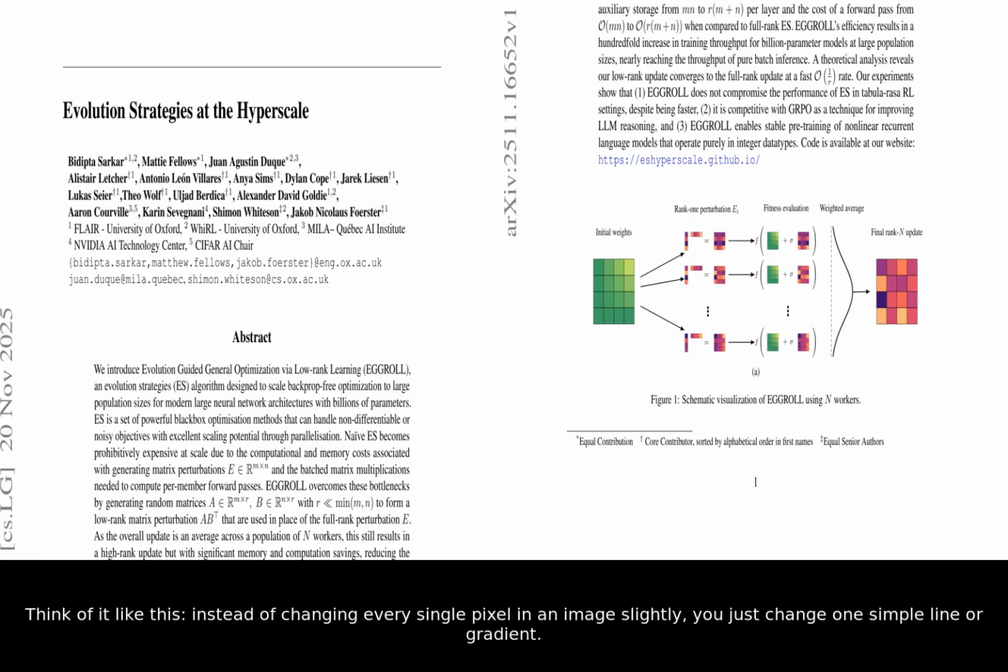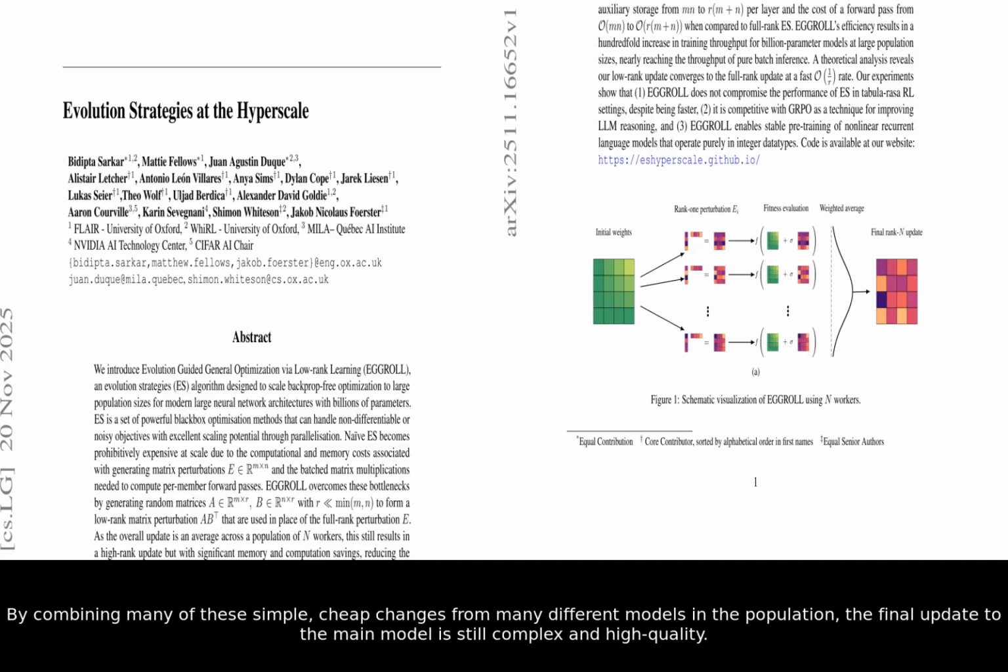Think of it like this. Instead of changing every single pixel in an image slightly, you just change one simple line or gradient. By combining many of these simple, cheap changes from many different models in the population, the final update to the main model is still complex and high quality.